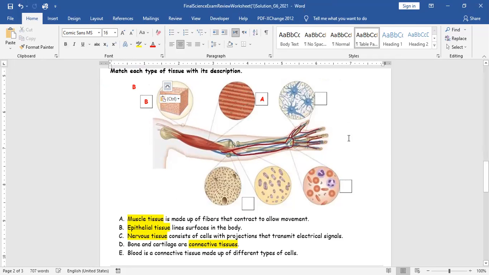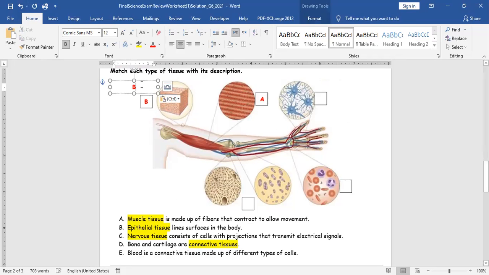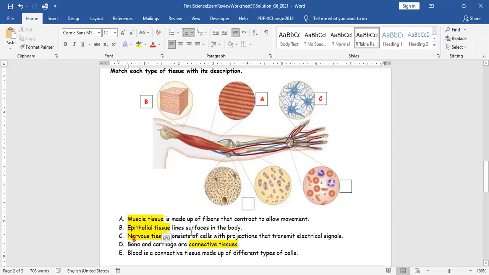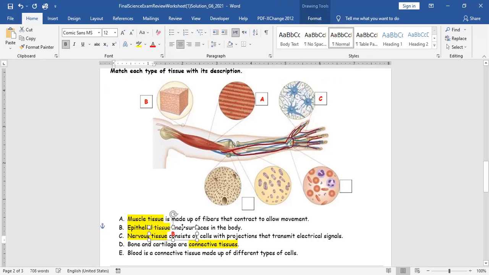The nervous tissue is made of nerves. Neurons look like stars. So here is the nervous tissue. Bones have circular cells. So here are the bone and the cartilage, which are connective tissues. And at the end, you can see the blood.